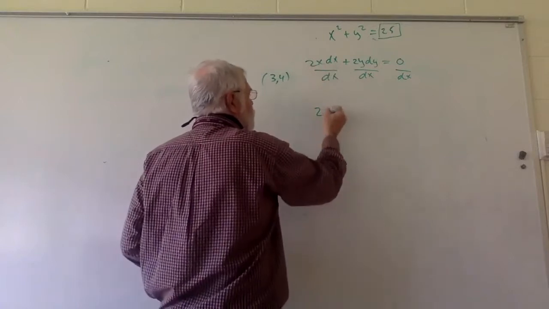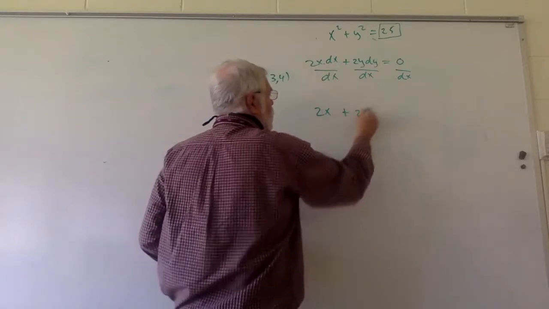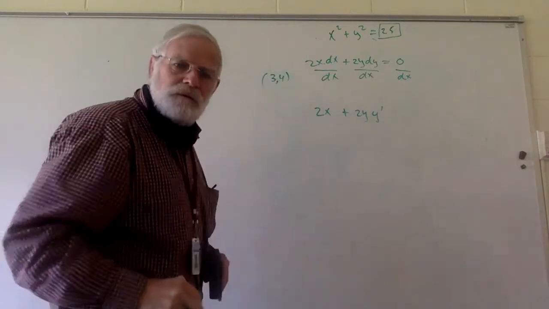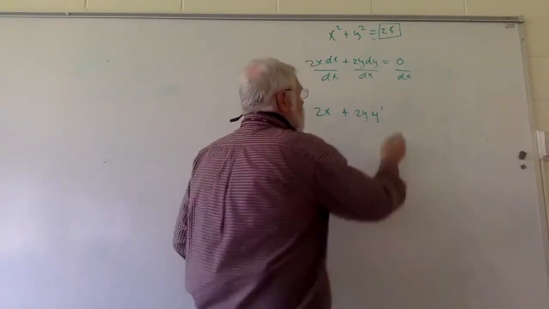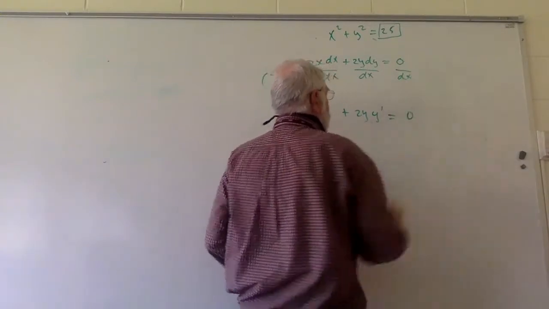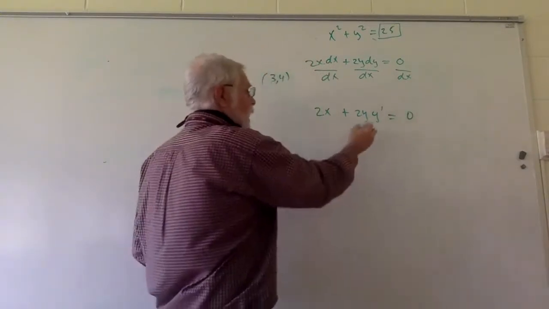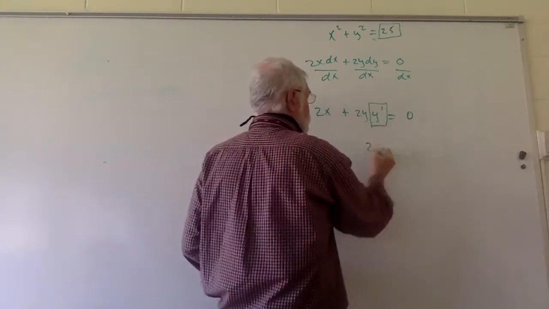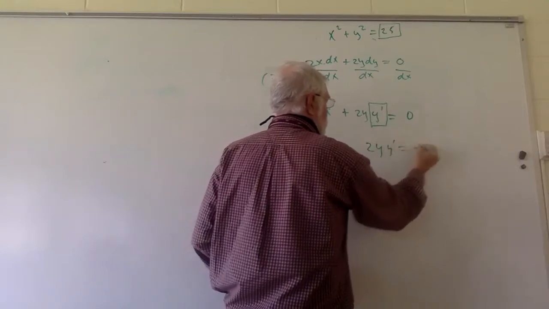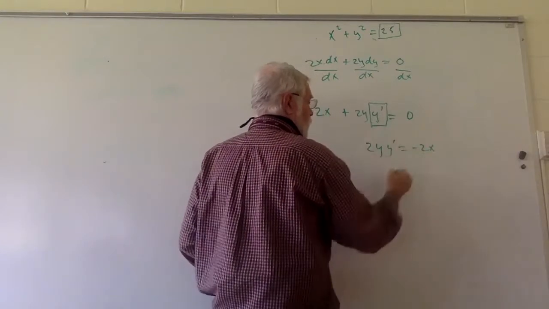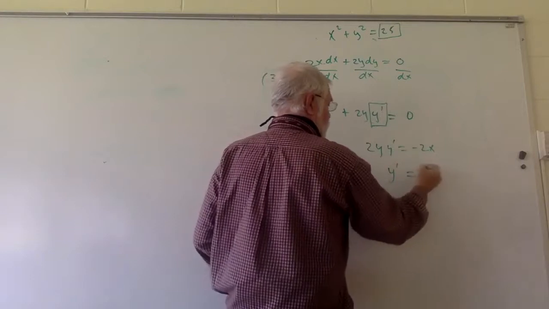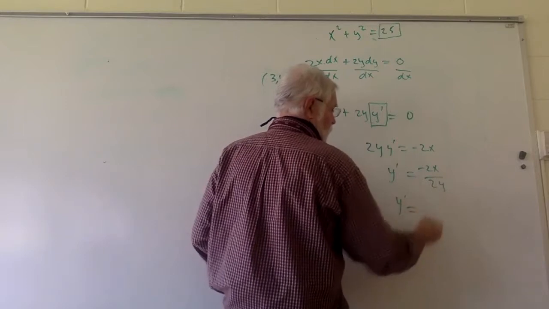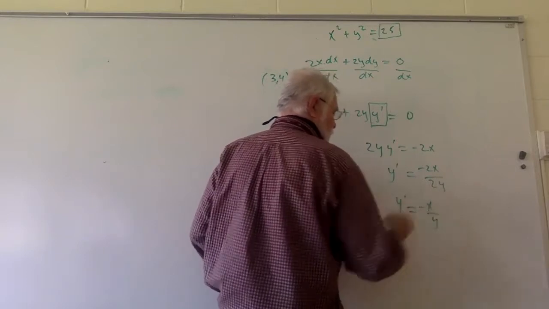1 times 2x is 2x. 2y, I'm going to write dy over dx as y prime now, because I got shoulder issues. And 0 divided by dx is 0. I think I know how to algebraically isolate this. I think I can move 2x to the other side. 2y y prime equals minus 2x. And I think I can divide by 2y. Multiplication becomes division on the other side. And it sure looks like y prime is x divided by y with a minus sign in front of it.